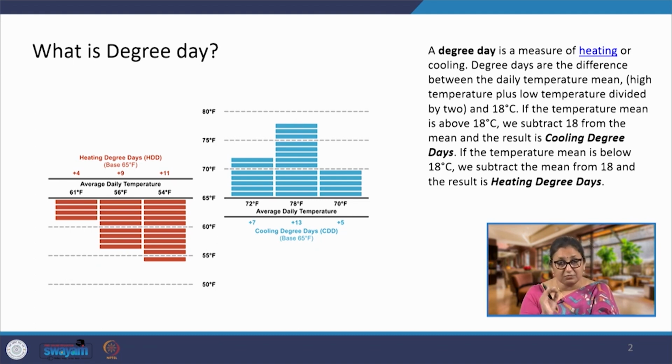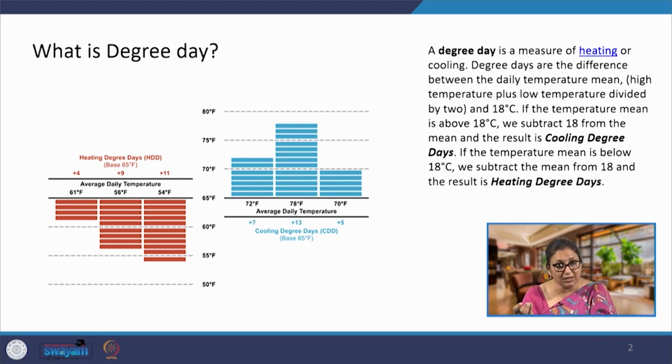The first thing which we have to know is a degree day. So, what is a degree day? It could be a cooling degree day or a heating degree day. It is basically the measure of heating and cooling that is required in a place. So, how warm or how cold a particular place is, is determined by degree days.